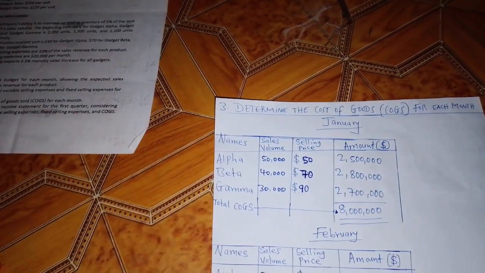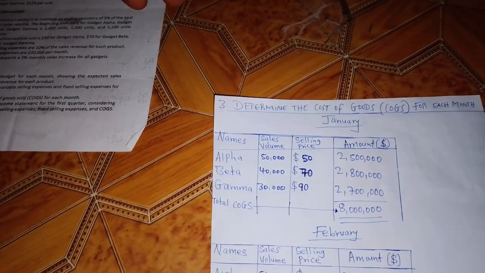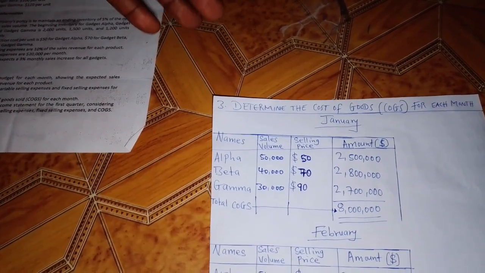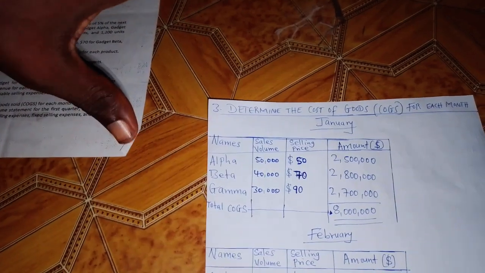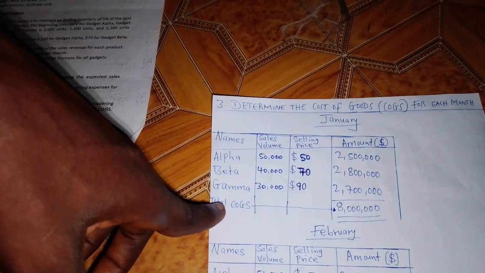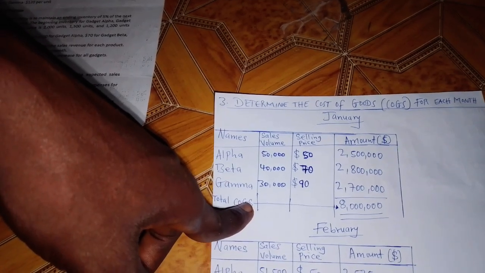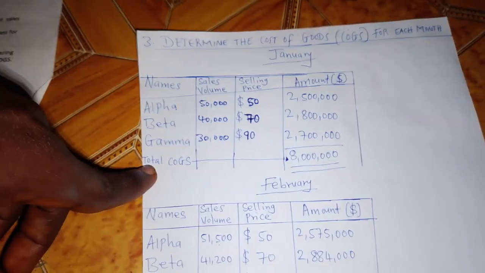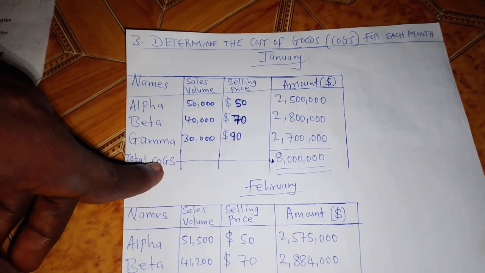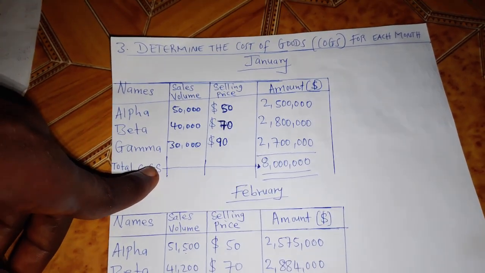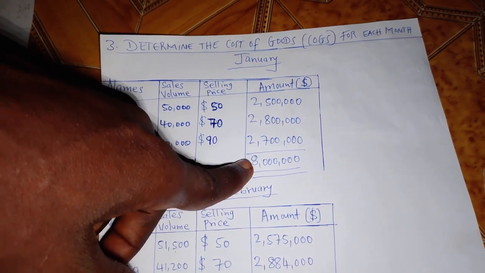The essence of preparing the COGS is for us to know it when we are going to prepare our budgeted income statement, because we want to know the total COGS for every month. So looking at January, the total COGS for January is what? $8 million.